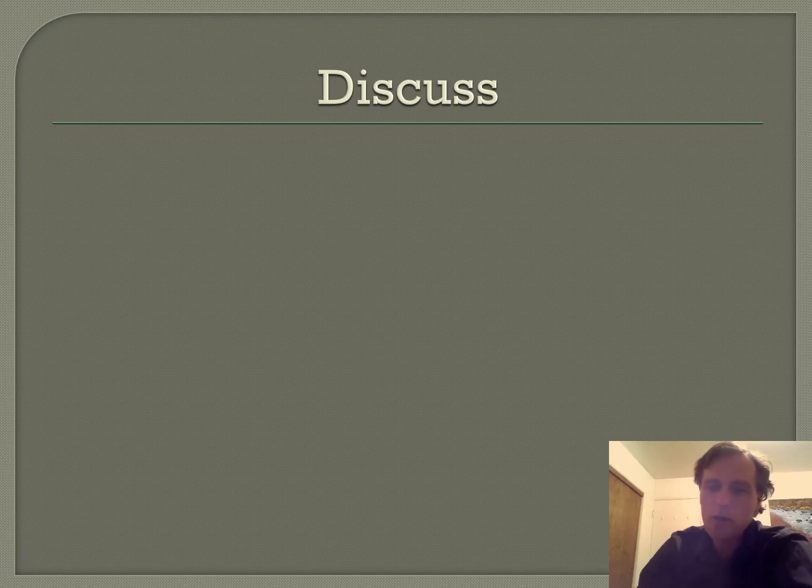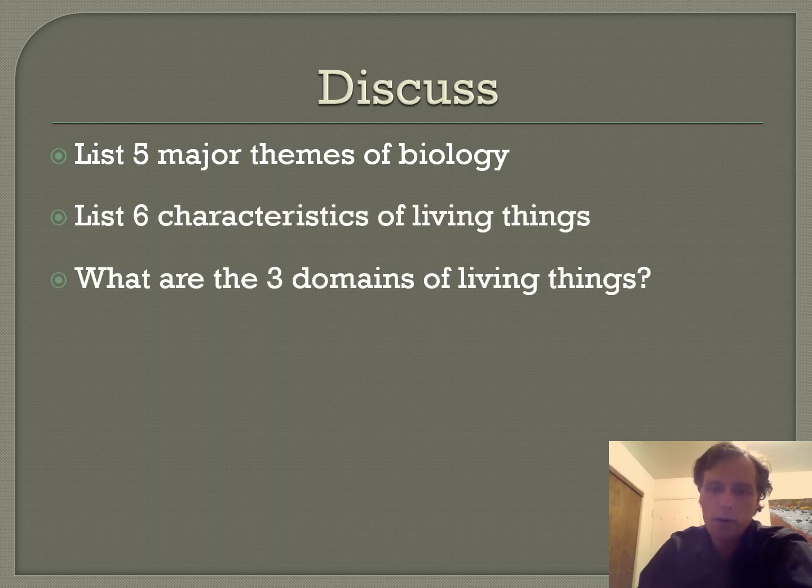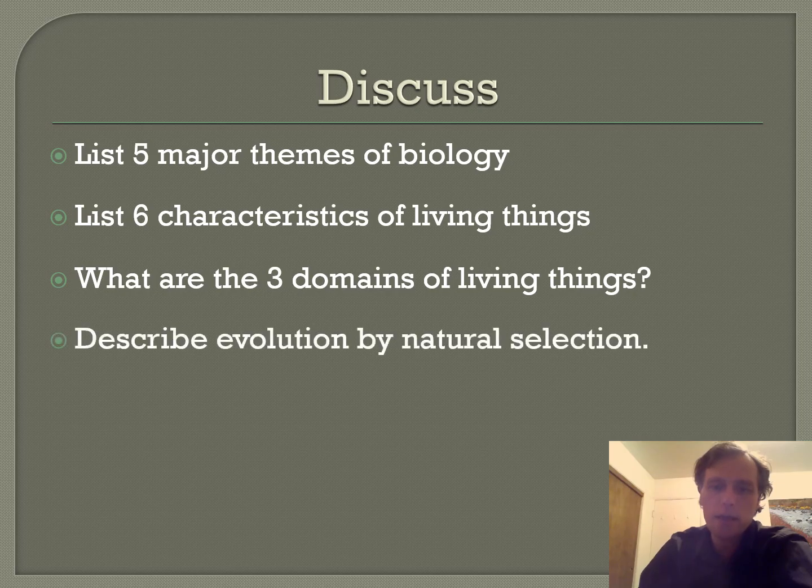And so if you'd like, you can discuss these questions, test your memory: list 5 major themes of biology, list 6 characteristics of living things, what are the 3 domains of living things, and can you describe evolution by natural selection?